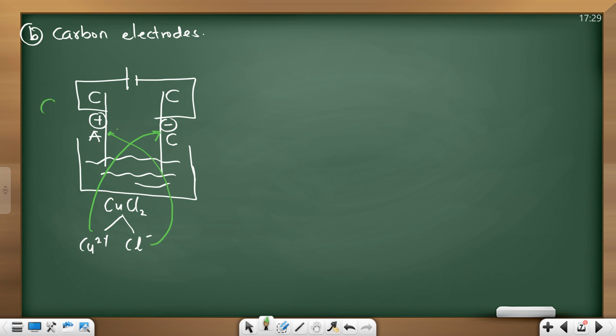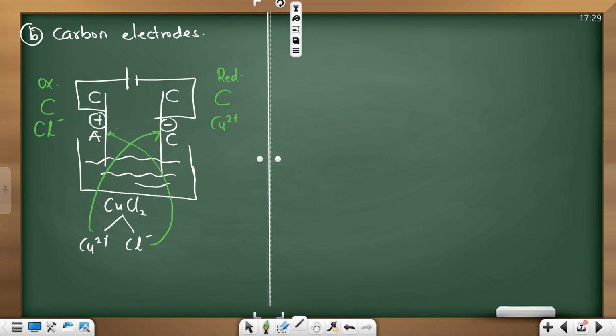So what do we have here? We have carbon and chloride ions. What do we have here? Carbon and copper 2 plus. We're good. Okay. Remember, we're looking at oxidation here. And here we're looking at what? Reduction. Here's my question. Which one will be oxidized? We are now comparing carbon and chloride ions, the one we see on top.